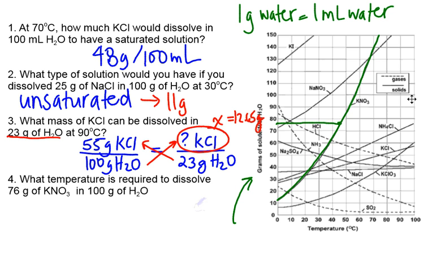So then what I do is I bring my line down. I did bring it down, there we go. And it ends up being in and around 45 degrees Celsius according to my chart on here. So at 45 degrees Celsius, I could dissolve 76 grams of potassium nitrate in 100 grams of water.